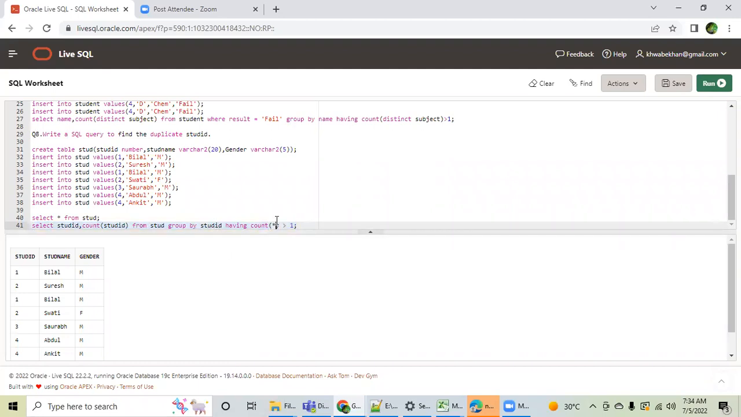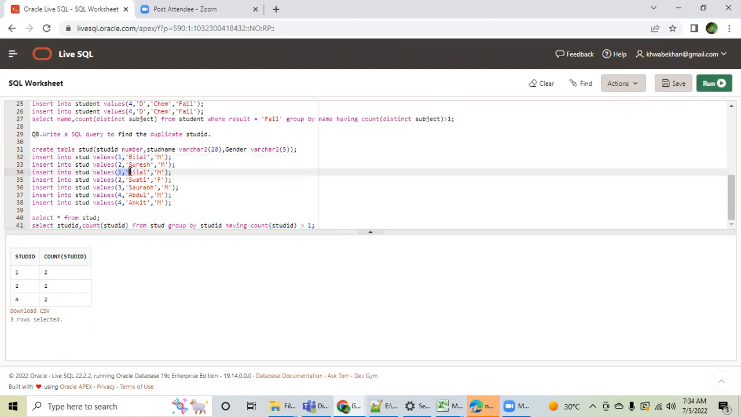Okay, sorry, I've written a star here. I think this is the query you have written, right? Okay, let me execute this. So IDs 1, 2, and 4 are duplicates. Let's check: ID 1 is duplicate, right? ID 2 is duplicate, right? And 4 is duplicate, correct? And this was the question, to find the duplicate student ID. You have written this query and you got the correct output.